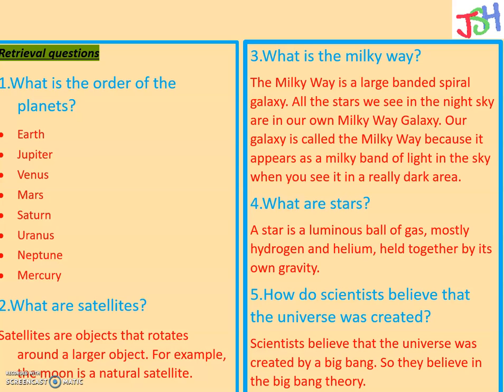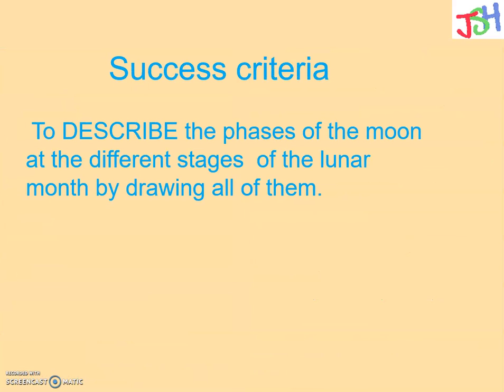Well done. The success criteria is to describe the phases of the moon at the different stages of the lunar month by drawing all of them. So at the end of this lesson, you should be able to describe the different phases of the moon, and you should be able to draw these stages.